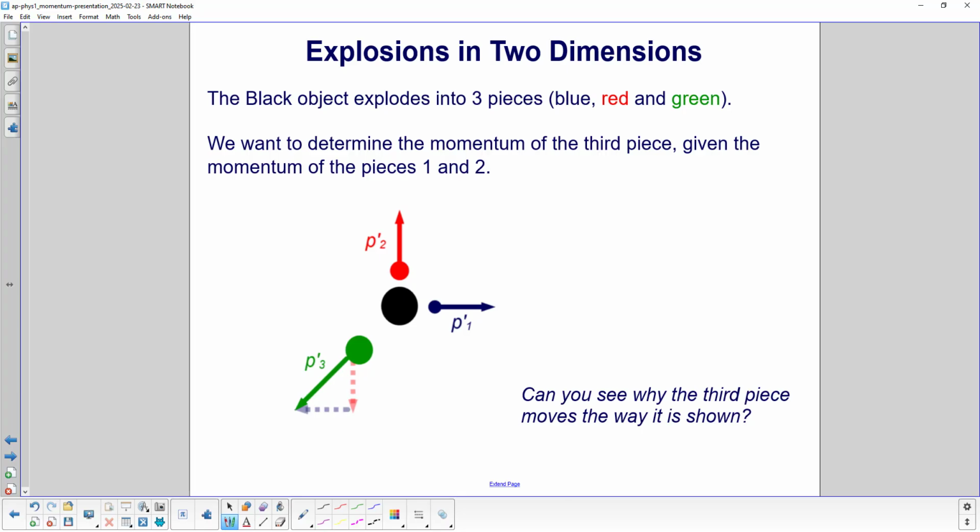The black object explodes into three pieces, blue, red, and green. We want to determine the momentum of the third piece given the momentum of pieces 1 and 2. All right, so here's our initial object. It explodes into red, blue, and green. Can you see why the third piece moves the way it is shown?